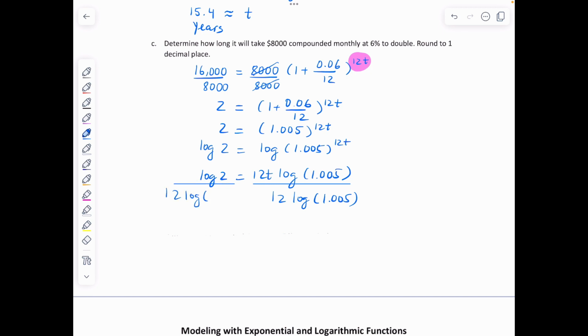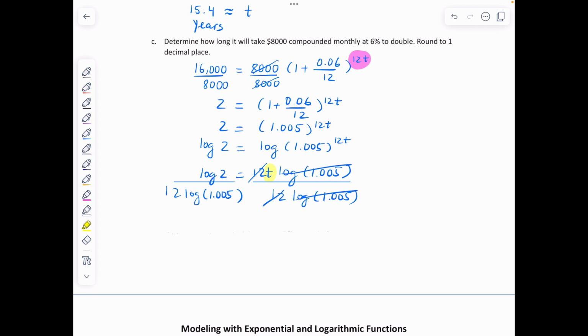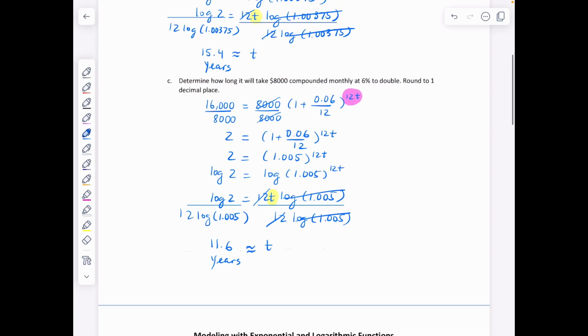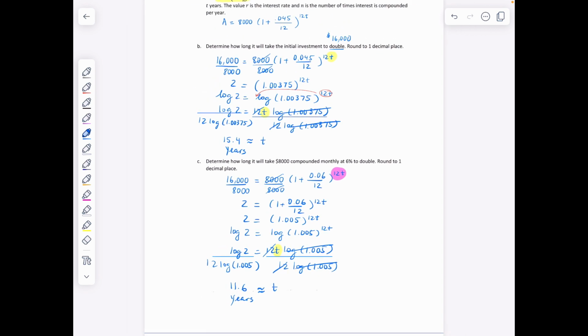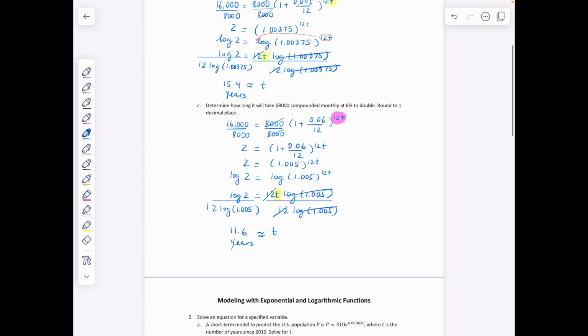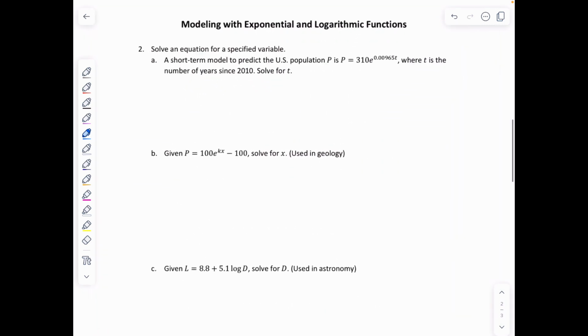12 will cancel, log of 1.005 will cancel. That will leave us t, which is what we want to isolate. And t is approximately 11.6 years, rounded to 1 decimal place. Okay, so you could see an example of compound interest involving exponential equations.